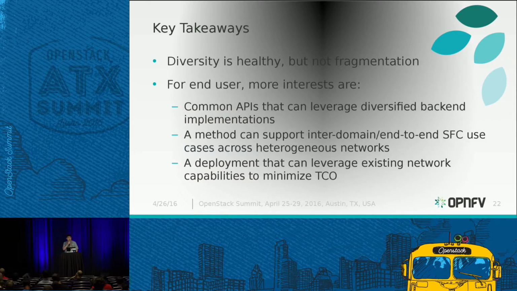And from the end user perspective, we are more interested first in common APIs that can leverage different backend implementations, whatever approach it is. You need a common API, a common data model, and a method that can support inter-domain or end-to-end SFC use cases across different heterogeneous networks, which means across the access network, core network, backbone, and backhaul network. I think China Mobile also asked this question in the last presentation. So that's a common goal, and we want to see all the different types of solutions to solve that.